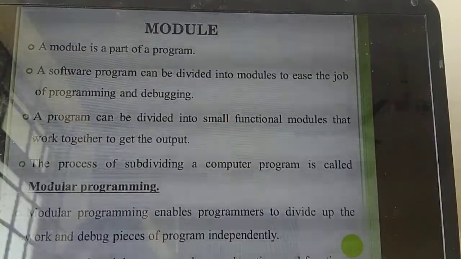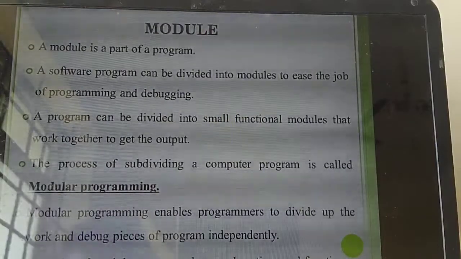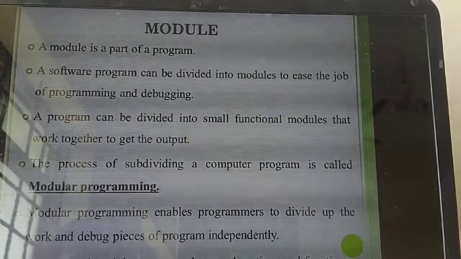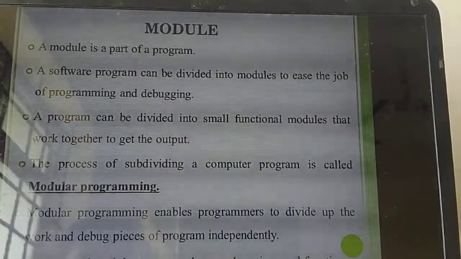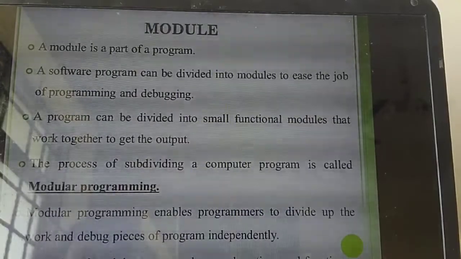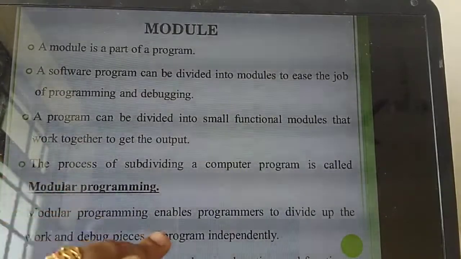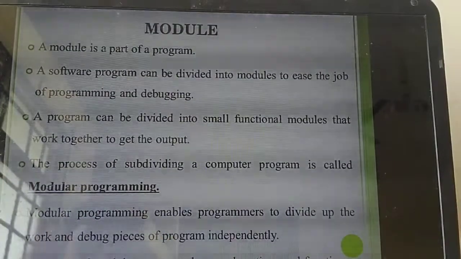Okay, so this is very important, one more question, just note it down. Process of subdividing a computer program is called which programming? Modular programming. Okay, what do you mean by modular programming? A process of dividing a computer program is called what? Modular programming. Why are we dividing? To make the job easier, and also modular programming enables programmers to divide up and debug pieces of a program independently.